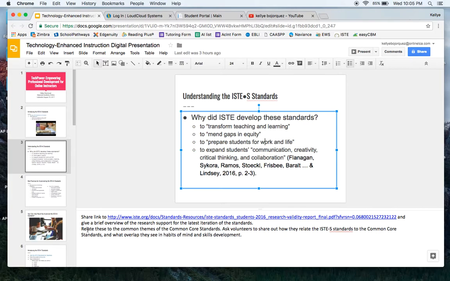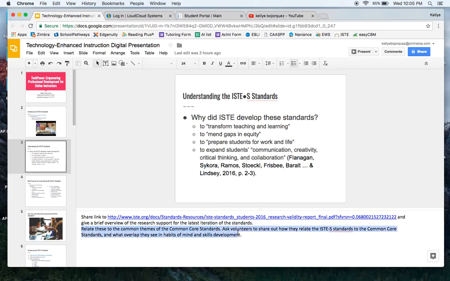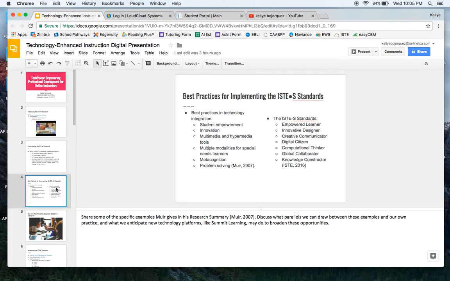And of course, I'd love to relate these to the common themes of the Common Core standards and to see the overlap that they have, and ask volunteers to share out how they can relate the ISTE-S standards to the Common Core standards and see what habits of mind and skills they overlap with.